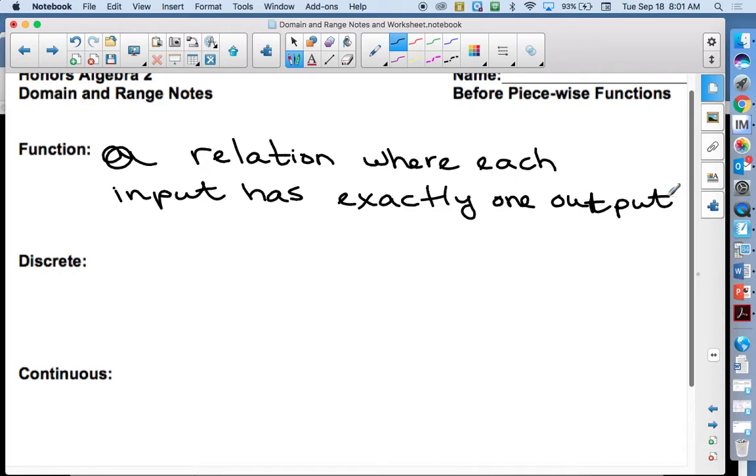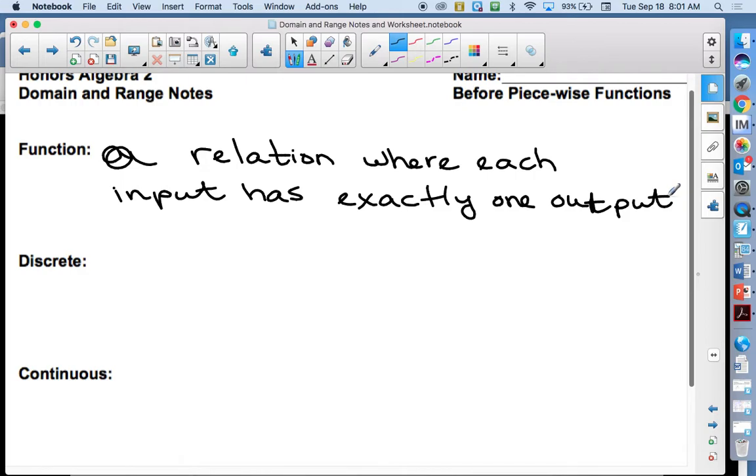We did a test, the vertical line test. You draw vertical lines. If it passes through your graph once, it's a function. But if that vertical line passes through your graph more than once, then we would say it's not a function.